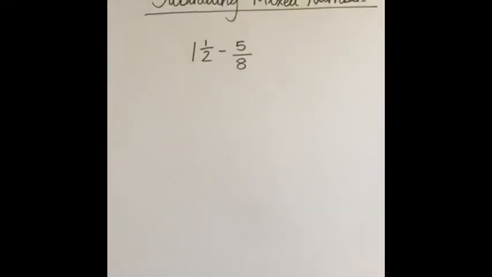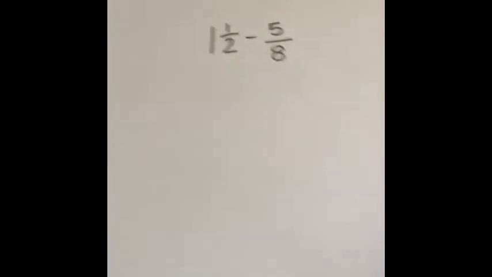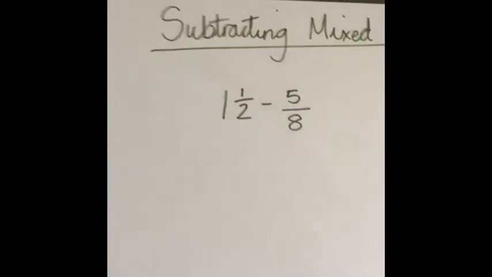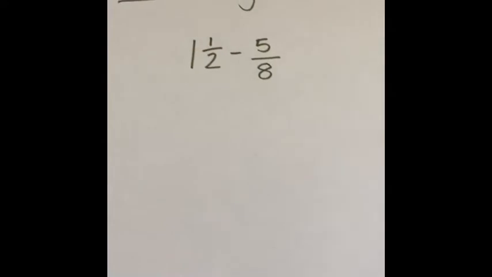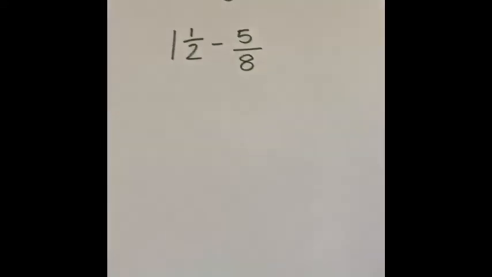Okay, so here's a video on subtracting mixed numbers or mixed fractions. So I've got 1 1/2 take away 5/8. For this, when we're adding, we are able to just take out our whole numbers, but it doesn't work the same for subtracting. For subtracting fractions, we need to change our mixed numbers into improper fractions.